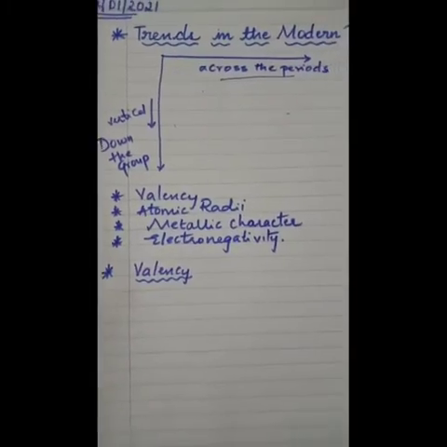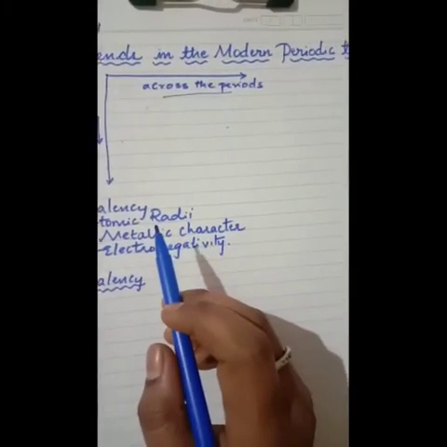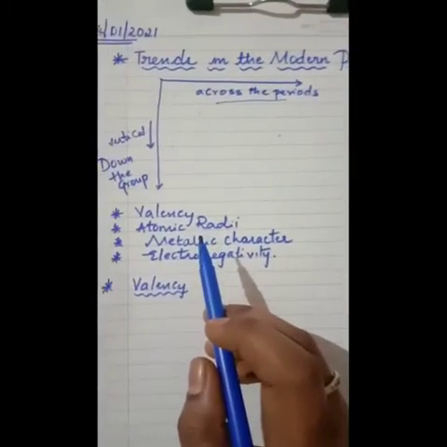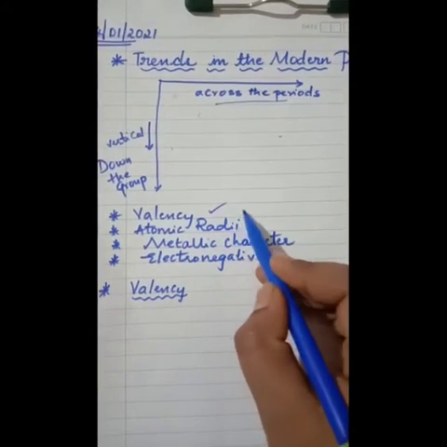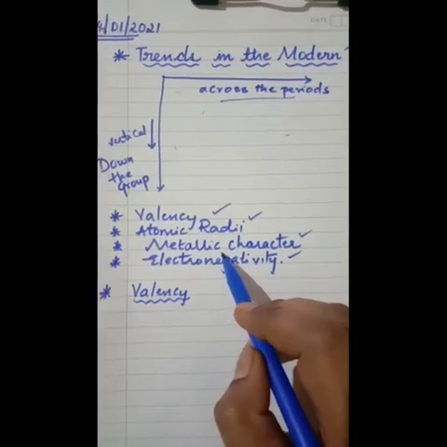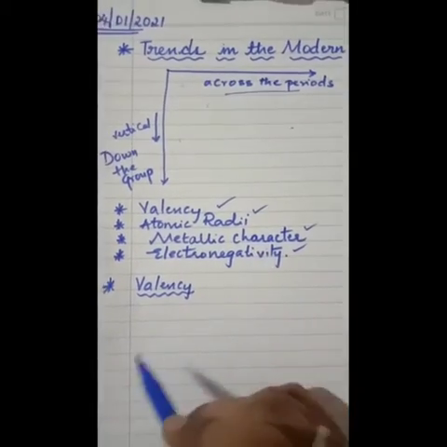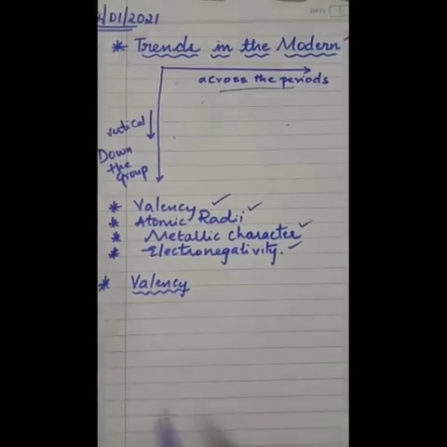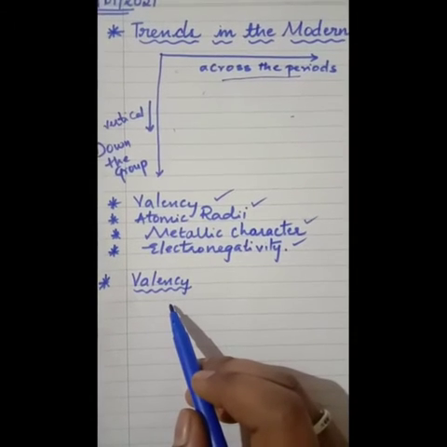Okay, so in this trends in the modern periodic table, I'll be talking about the minor topics, that is valency, atomic radii, metallic character and electronegativity. First, let us discuss valency.